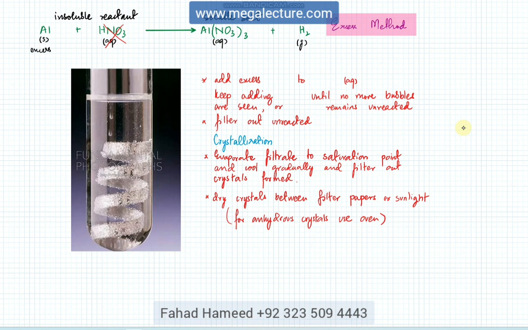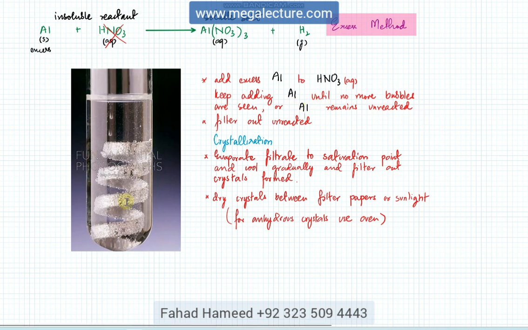So now what I'm doing is I'm adding excess aluminium to 2 nitric acid, 2HNO3 aqueous. I want extra aluminium to be added over here. I'm going to keep adding aluminium until no more bubbles are seen, because no more gas gets produced. That means all the nitric acid has gotten used up and it's finished now. Or you can say that the aluminium remains unreacted.